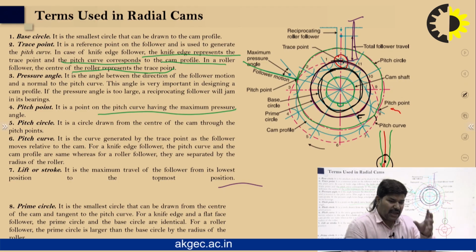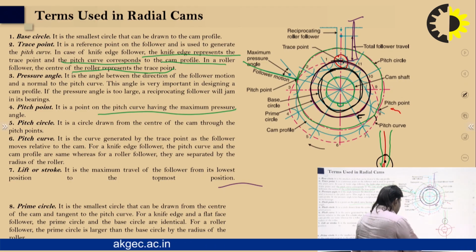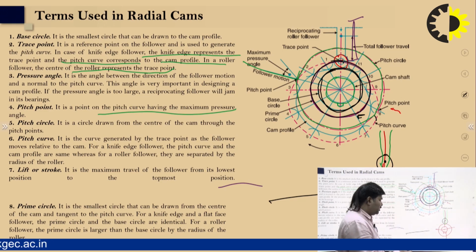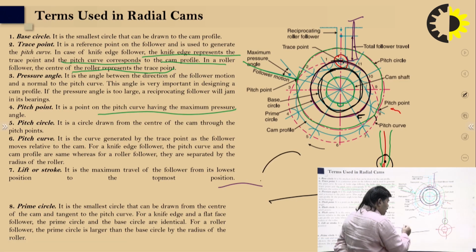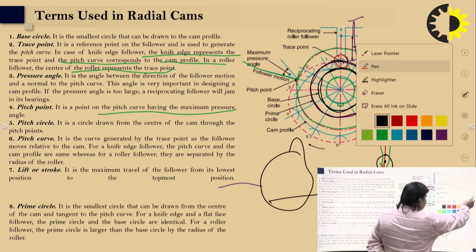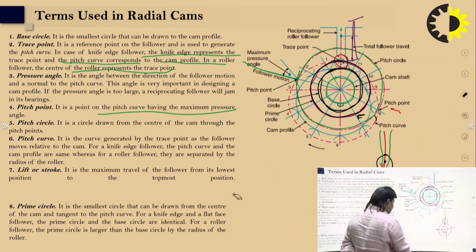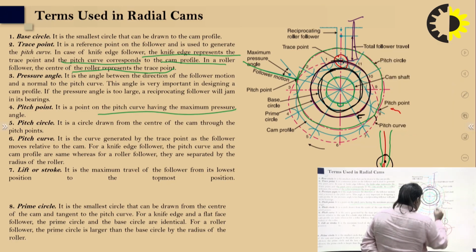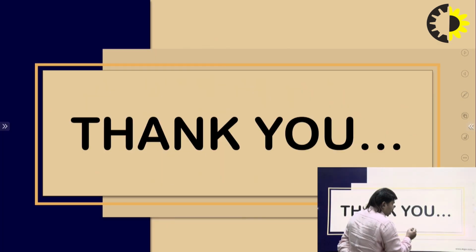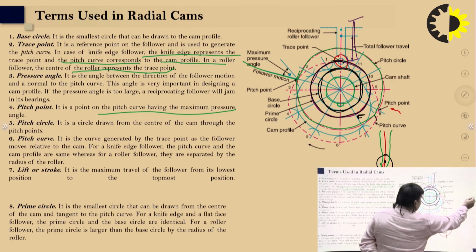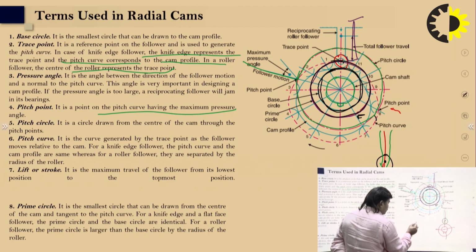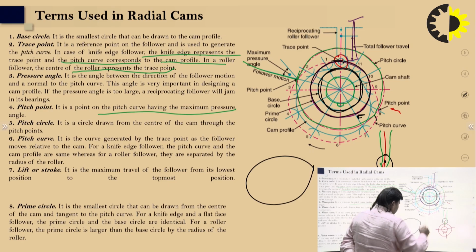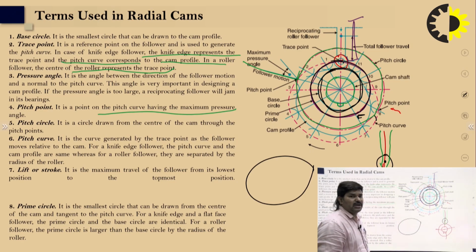So the cam circle will be drawn. Suppose the cam profile is drawn. So what will happen in the rotation of 360 degrees of the cam? Suppose this is the shape of the cam. These are the shape of the cam, like this, not a full circle. So the shape of the cam is this.